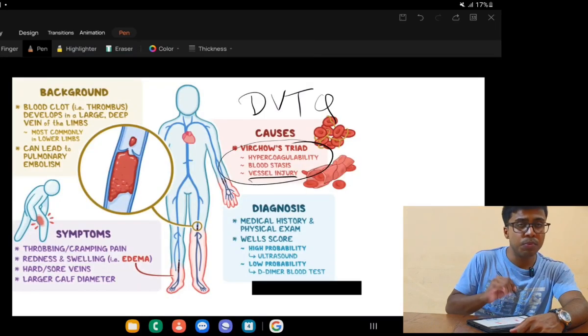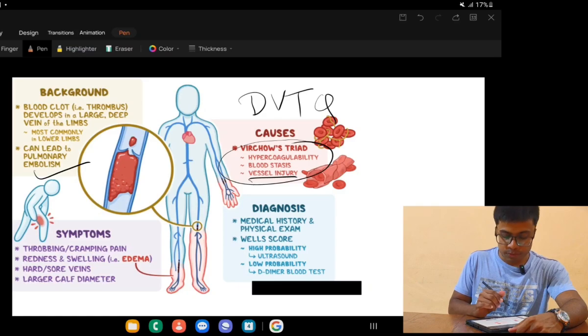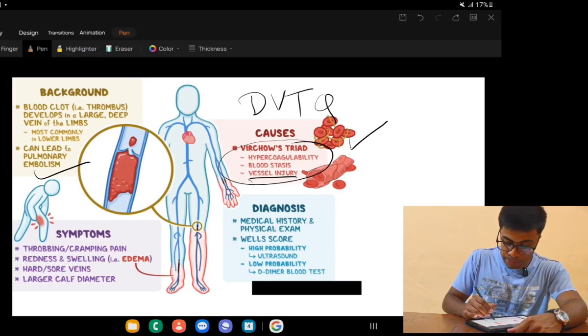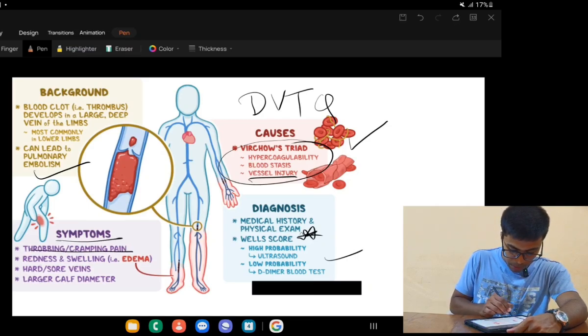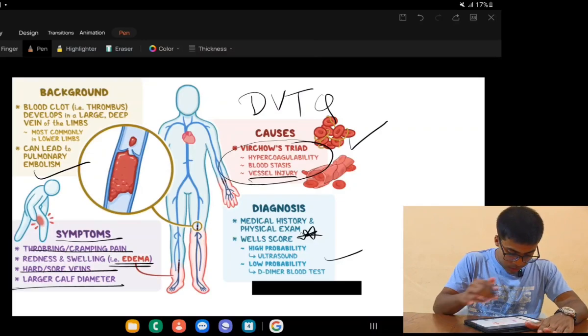Next, DVT: a deep clot will be there in the deep veins, so it can lead to pulmonary embolism. So it is one of the most important to diagnose as early as possible. Virchow's triad should be confirmed every time. Diagnosis: medical history and physical exam. Wells score can be used here. High probability, ultrasound; low probability, D-dimer blood test should be done. Symptoms: throbbing or cramping pain, redness, swelling, edema will be there, hard and sore veins, large calf diameter will be there. So this is this.